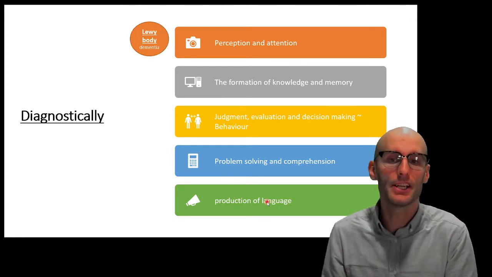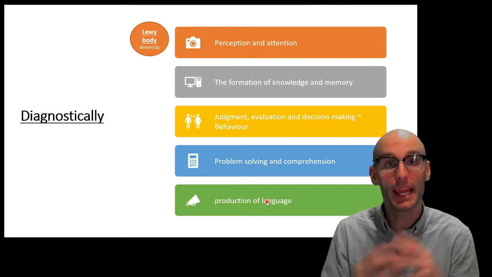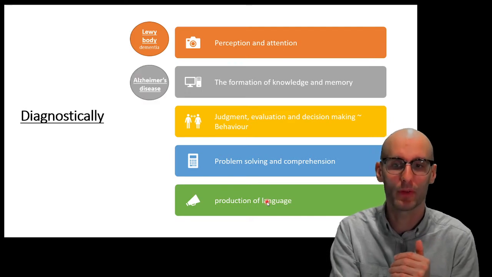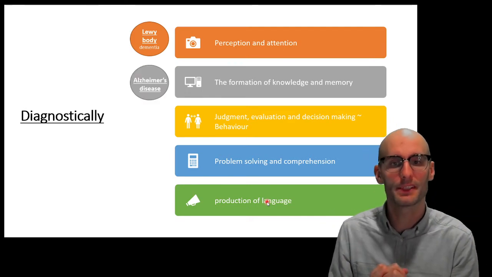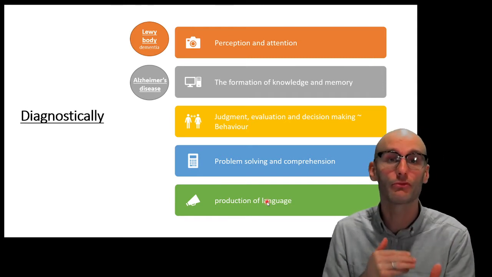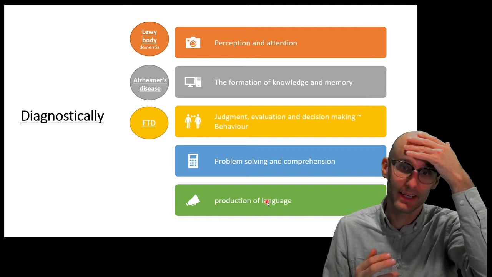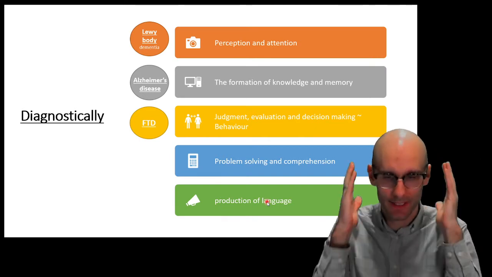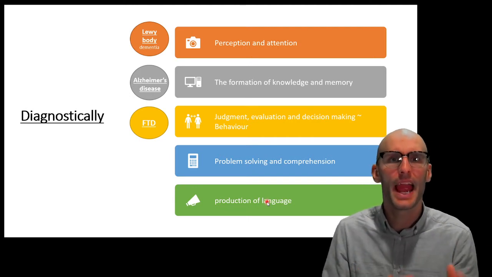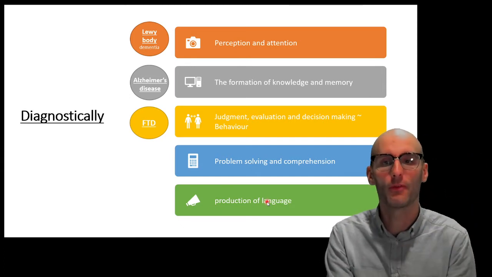So Lewy body dementia, we might say one of the prominent symptoms is a disruption in perception and attention. And even one of the hallmarks of it is getting hallucinations, which is a perceptual change going on there. Alzheimer's disease, one of the hallmarks is memory problems, the inability to create new memories and also the struggle to recall previous memories, right? And frontal temporal dementia, which affects our frontal lobe and our temporal lobe, is often associated with behavioral effects, understanding social environments and behaving appropriately in those social environments. So diagnostically, there's some of the hallmarks of those famous dementias.